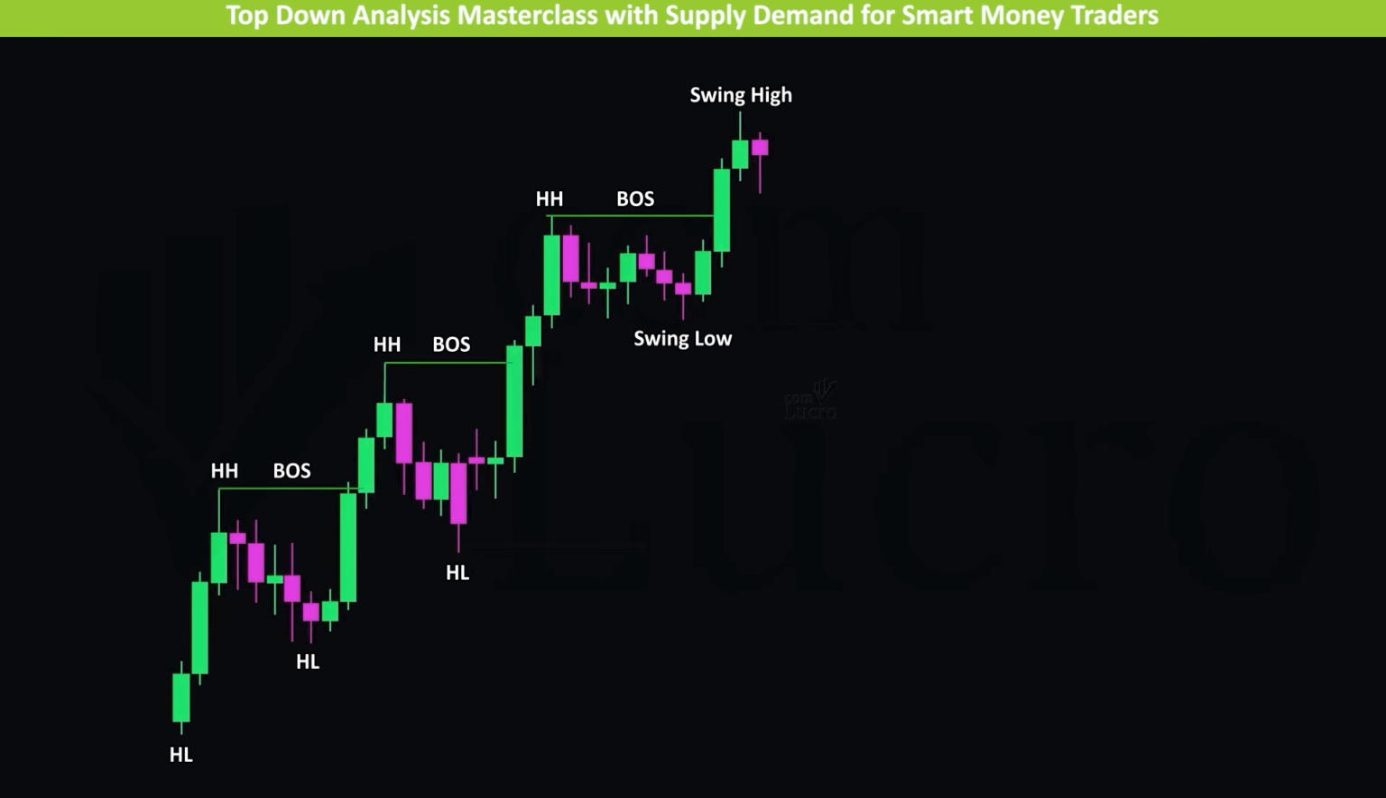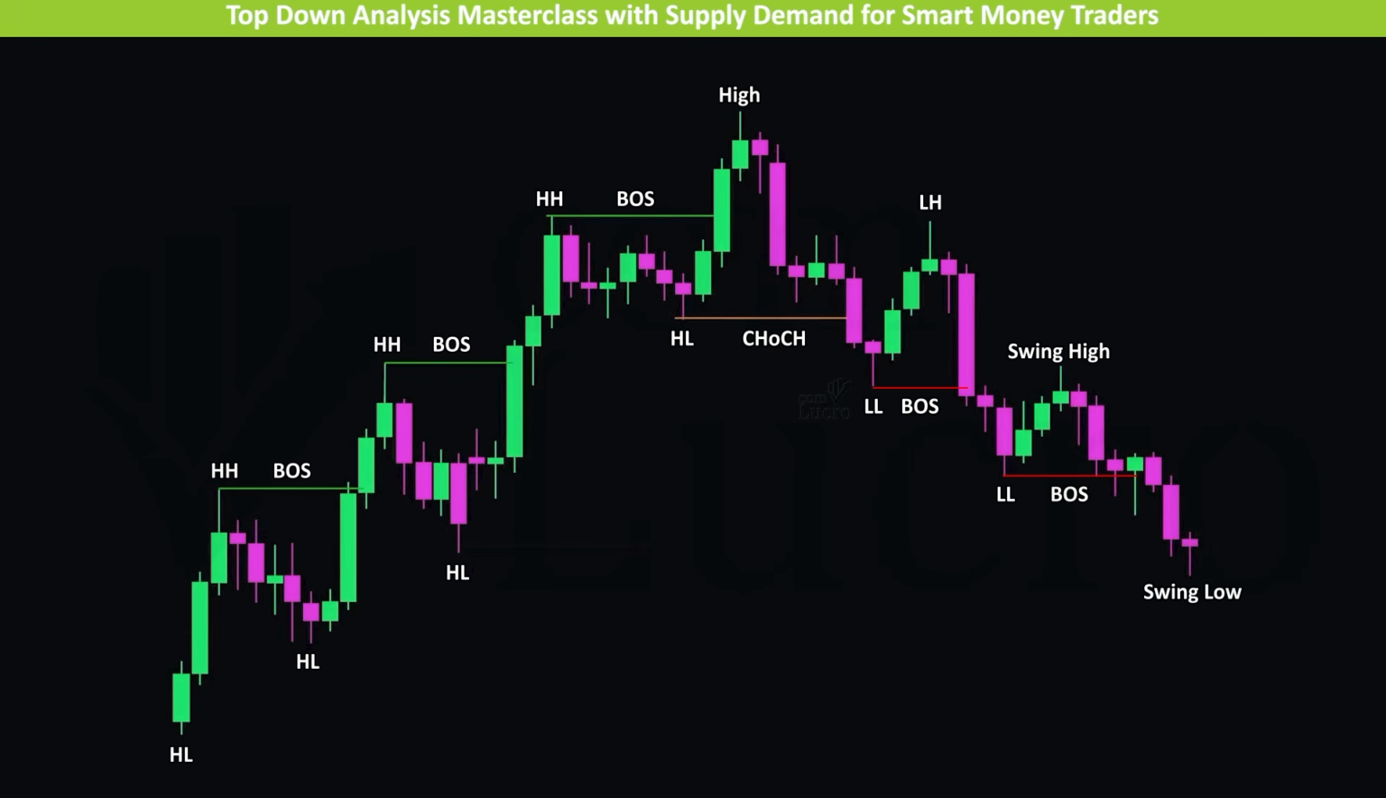On the other hand, if price breaks and closes below the protected low, a change of character occurs. This signals that buyers have failed to defend the structure and that sellers may be stepping in with control. It serves as an early indication that a potential market reversal could develop.